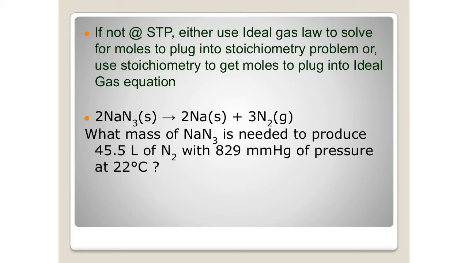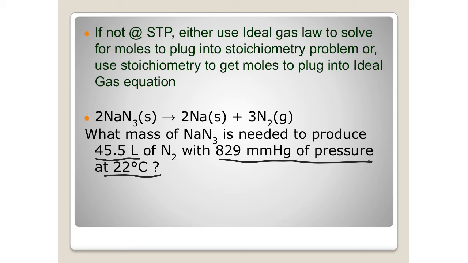We've got our equation, and it's asking what mass of sodium nitrite is needed to produce 45.5 liters of nitrogen with 829 millimeters of mercury of pressure at 20 degrees Celsius. So notice, like before, when we were looking at the ideal gas law, when you're given a bunch of variables for a particular thing, and it's not a before and after, so we're given liters, a pressure, and a temperature, that's how we know that we're going to be using PV equals nRT.